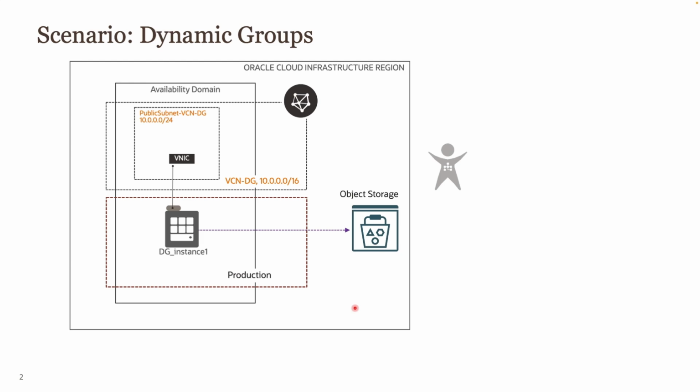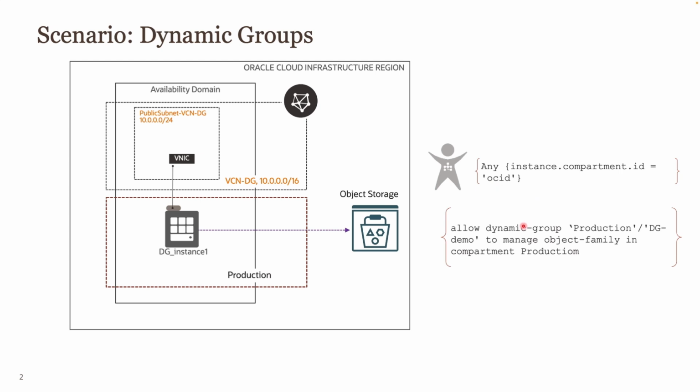For that, we need to do two things. First, we are going to create a dynamic group. And as you can recall from the theory lessons, while creating a dynamic group, we need to have a matching rule. Here we will add a rule to add all the instances of a production compartment as members of a dynamic group. And second, to authorize the members of the dynamic group, we will write a policy giving permission to manage the object family in the production compartment. Now let's go to the console and deploy this scenario.